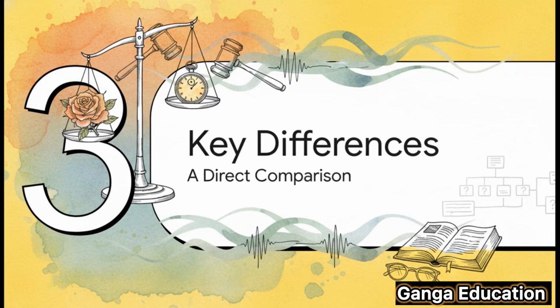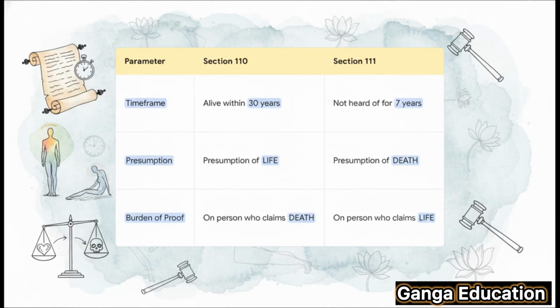This is probably the most important part from your exam's point of view. This side-by-side comparison will help you remember these concepts forever. Let's analyze this table. First parameter is the time frame. For Section 110, it's 30 years, and for Section 111, it's 7 years. The second parameter is the presumption. Section 110 has a presumption of life, while Section 111 has a presumption of death.